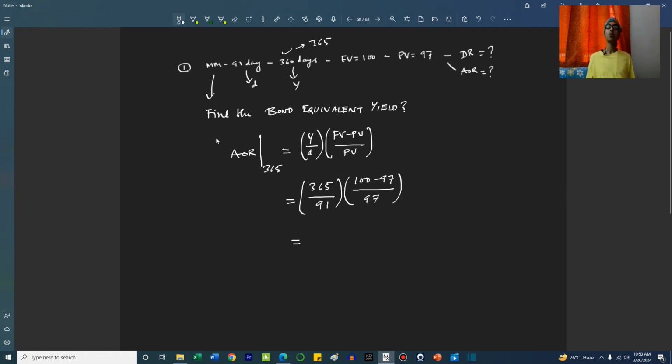This is equal to 12.4051%. So this is the bond equivalent yield. This is nothing but, as we have said earlier, AOR with 365-day convention.